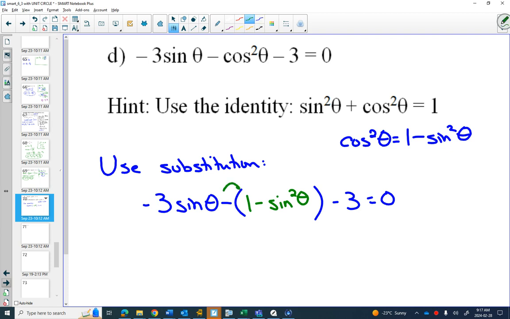This negative sign, of course, would get distributed to both. So I would get a positive sine squared theta. I'll write that first so that we're getting ready to factor. I still have minus 3 sine theta. And can you see that you're going to have a minus 1 and then another minus 3, which will give us minus 4.